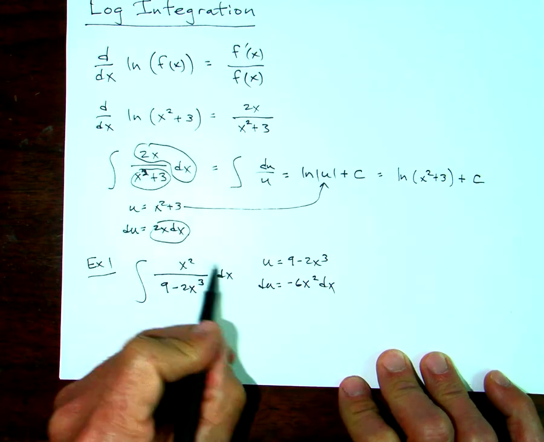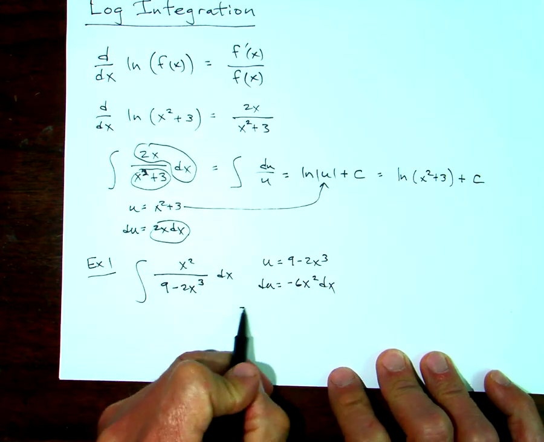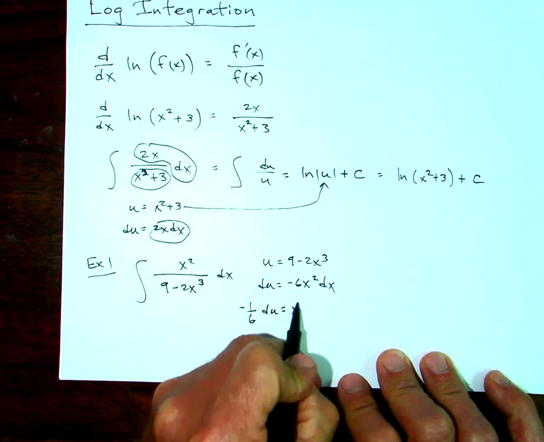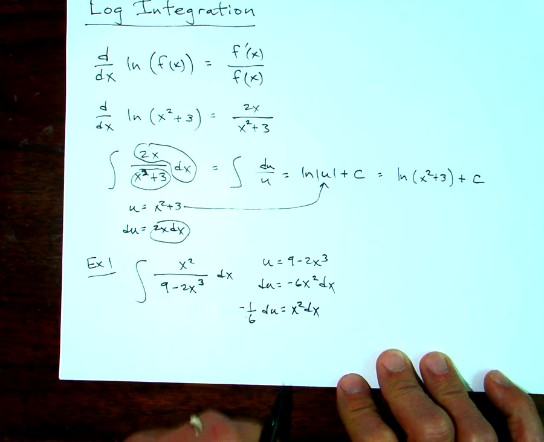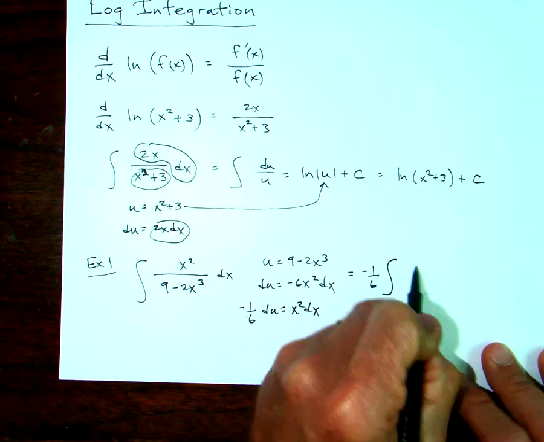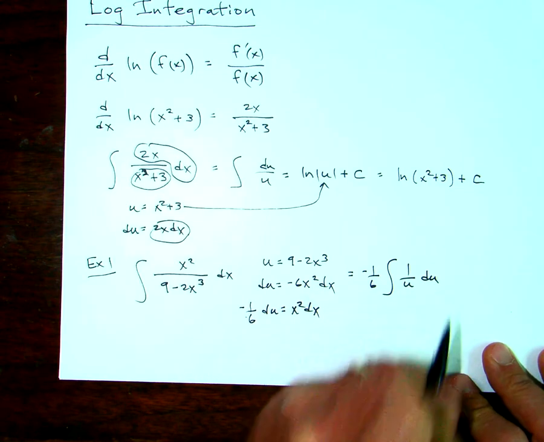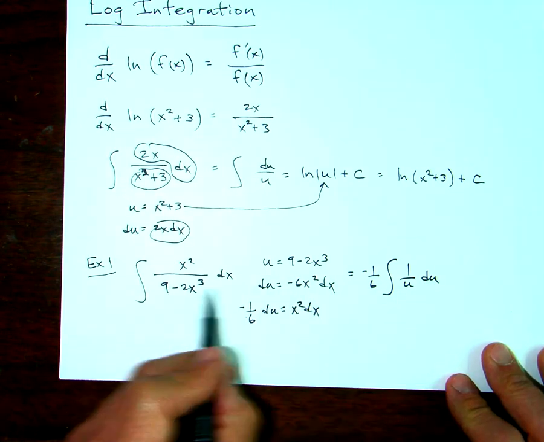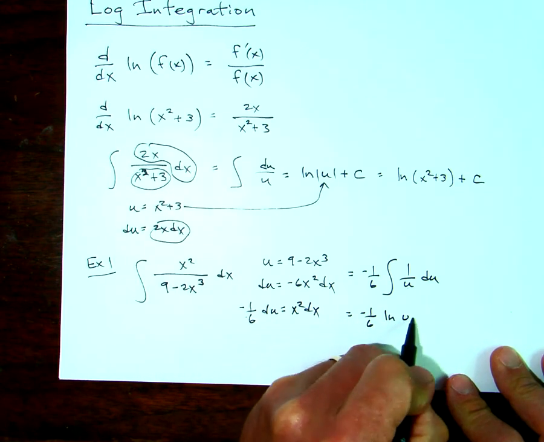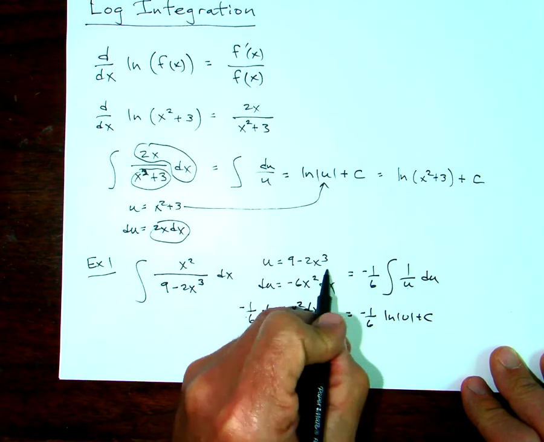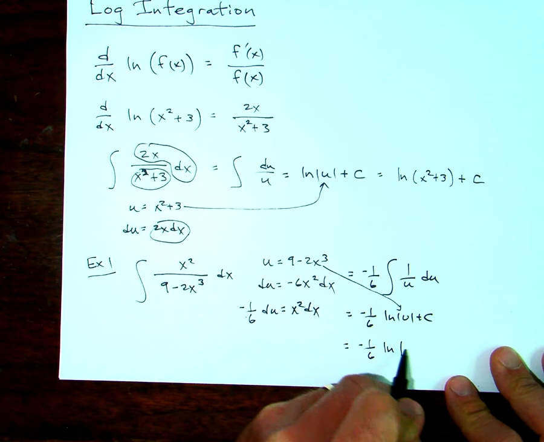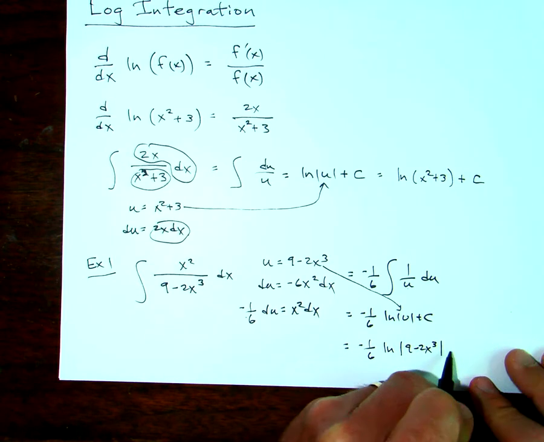I have an x squared dx to replace, so I divide out the negative 6 to get negative 1/6. So x squared dx is equal to this. My new integral is going to look like negative 1/6 integral of 1 over u du, because 9 minus 2x cubed is all replaced by u. So this is negative 1/6 natural log absolute value of u plus c, and now we just put this back in for u: negative 1/6 natural log absolute value 9 minus 2x cubed plus c.